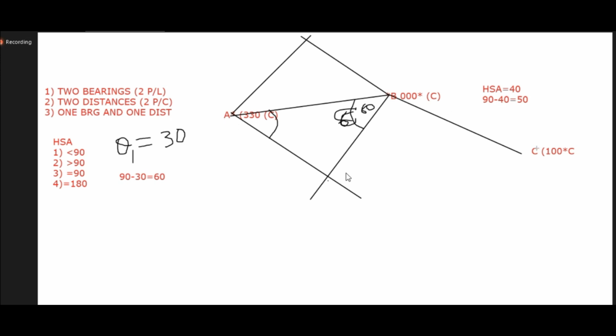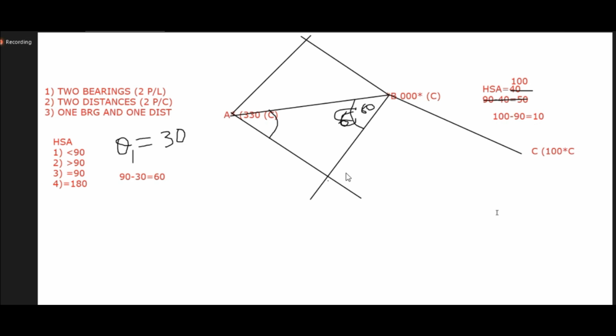But for the other one, B to C, now that I made it 100, the HSA has now become 100 degrees. That is more than 90. If the theta is more than 90, draw on the opposite side of the vessel. Now the HSA became 100. So what will I do? The same complementary angle, 100 minus 90, is 10. Because theta is more than 90, minus 90 is equal to 10 degrees. These 10 degrees I will draw on the opposite side.